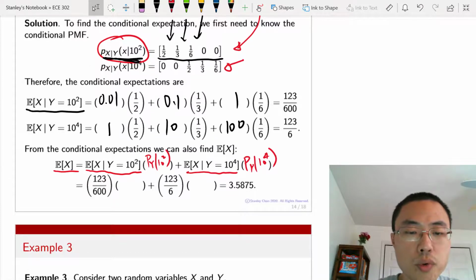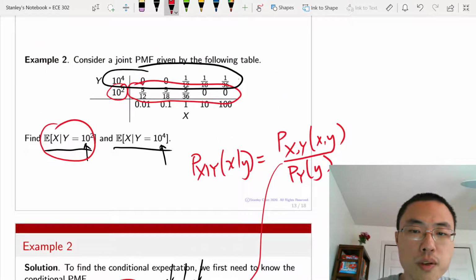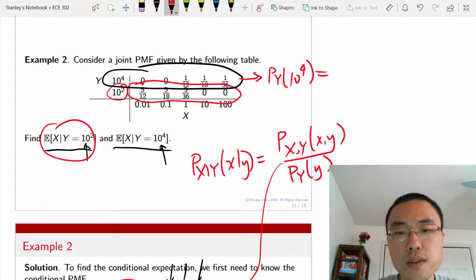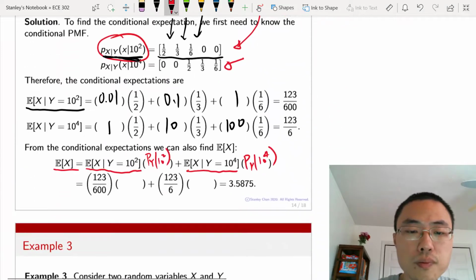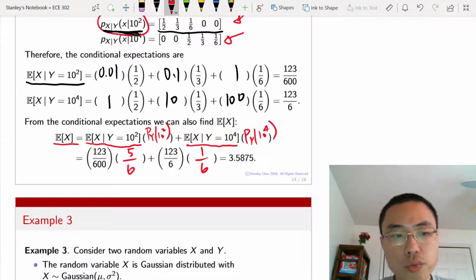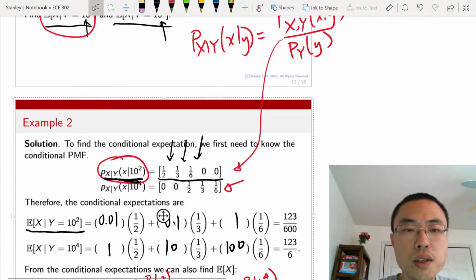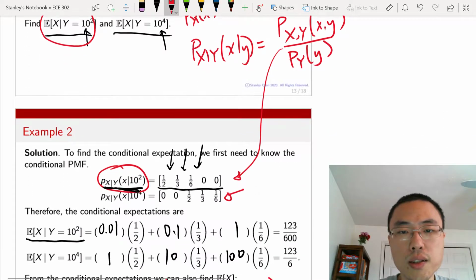However, what is this probability? This probability can be easily found by taking the summation over here. p_Y(10^4) will be equal to the sum of these numbers, and p_Y(10^2) will be the sum of all these numbers. If you do it correctly, you get 5/6 and 1/6. So you put in 5/6, you put in 1/6, and you'll be able to get to this final answer, which is the expectation of x. If you don't believe me, you can go back and try to find the marginal PMF of x by taking the column sums. Then you'll be able to see this calculation.